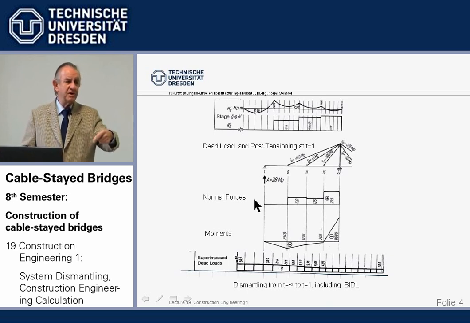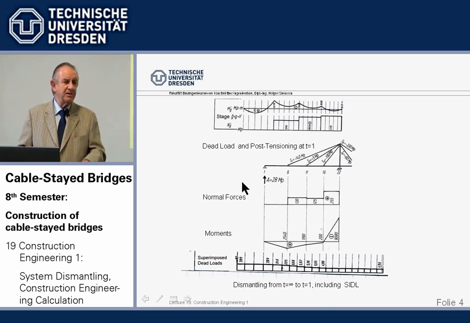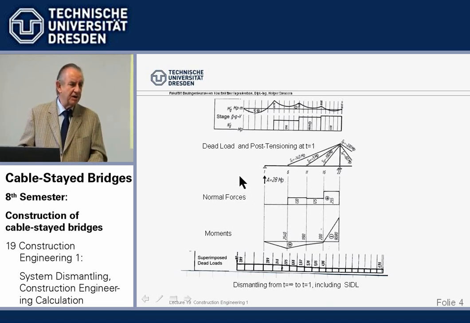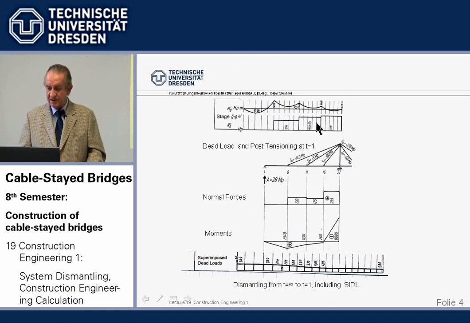You can either do it in a computer, where you simulate the deformations by temperature loadings, that's the old-fashioned way, or you just take shrinkage and creep with a negative sign, and then against the final stage you get certain moments and normal forces due to negative shrinkage and creep.